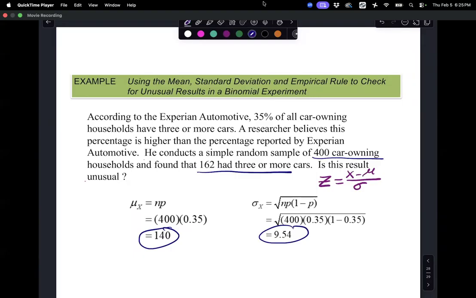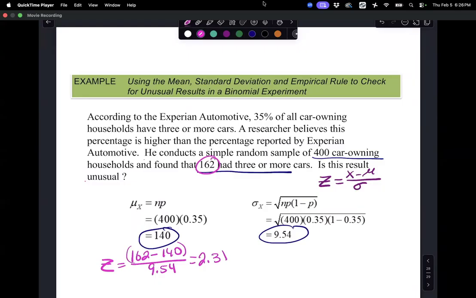First, I'm going to find the z-score. Let's use pink. Pink is pretty. My x would be the 162 minus 140 divided by 9.54. Remember, if you put this whole thing in your calculator at once, you need to put parentheses around the numerator. So let's do this. I got a z-score of approximately 2.31. That makes it an outlier. That makes it unusual.